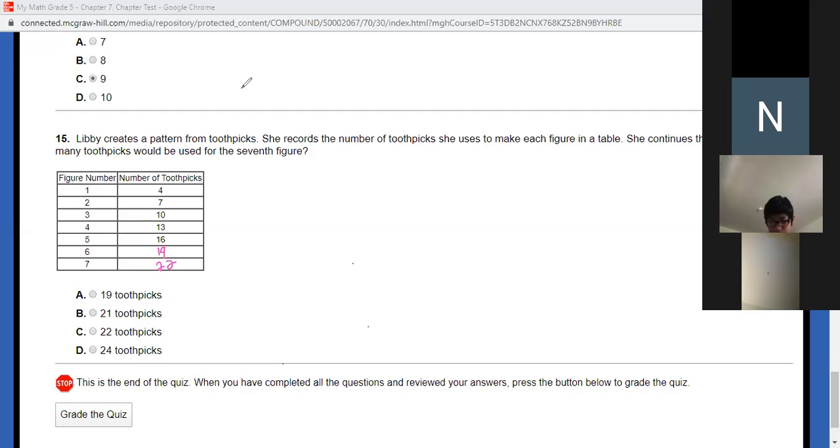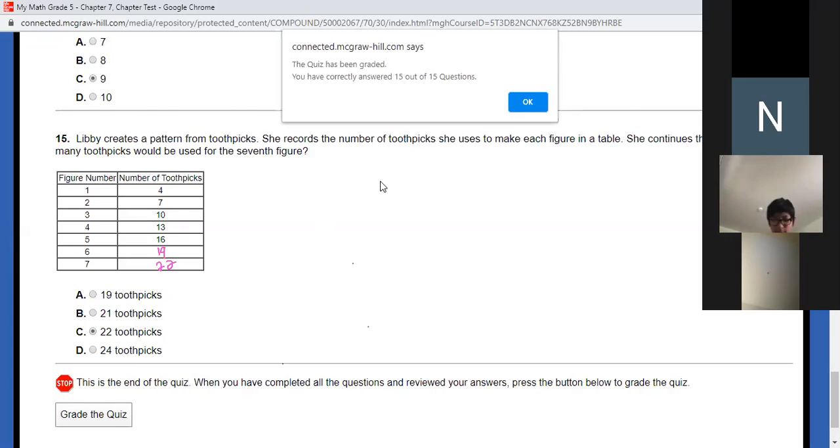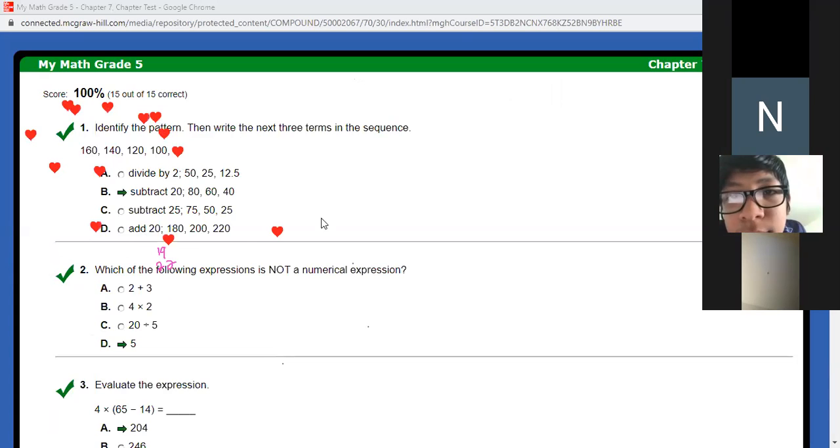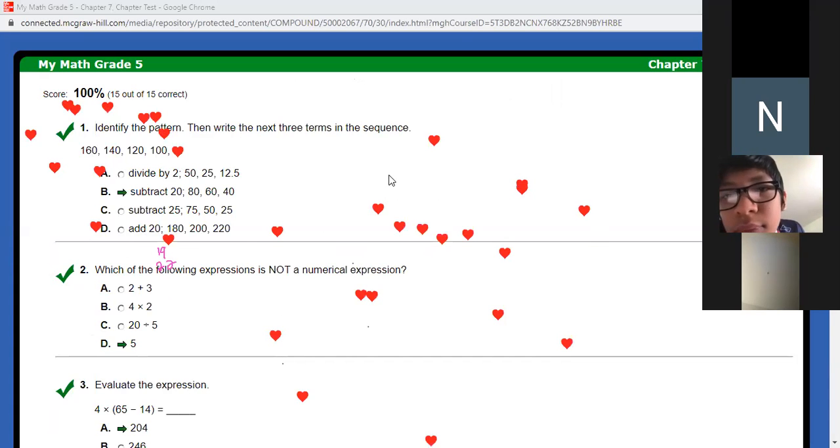Good job. Guys, let's grade it and see how we did. Okay. Look at us, guys. We got a 100. Boom. Boom, boom, boom. We did so good. We're amazing at math. Killing it, guys. Awesome.